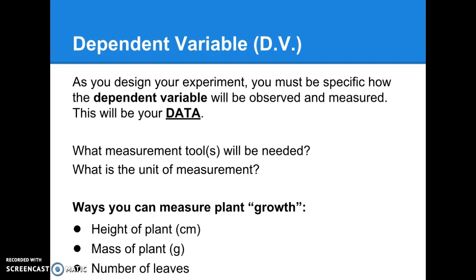Now, if we wanted to do another experiment where we were looking at plant growth, there's multiple ways that you could measure that. You could do the height of the plant. If this is in centimeters, you always want to make sure in science that you're using the metric system. So we wouldn't be measuring in inches or feet. We would be measuring in centimeters or meters. You can measure the mass of the plant in grams, which would show that it got bigger because it gained more mass. Or you could even count the number of leaves. That would be useful in showing how plants grow.